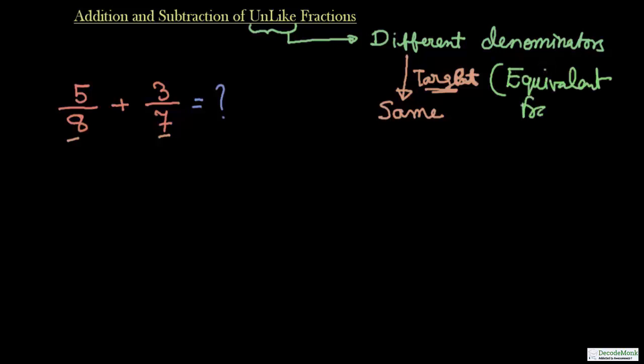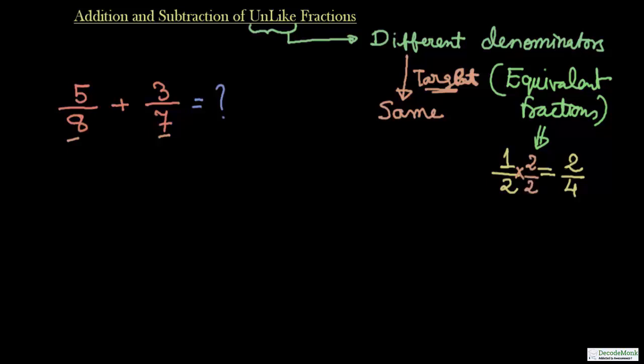Equivalent fractions. So what are equivalent fractions? Two fractions which are represented by different numbers, but they are same. For example, 1 by 2 is equal to 2 by 4. These two fractions are one and same. How we have arrived from 1 by 2 to 2 by 4 is by multiplying the upper number by 2 and also the bottom number by 2.